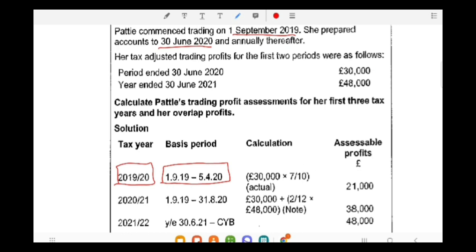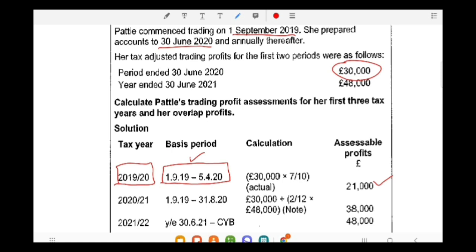As this is a profit of 10 months, and we have to consider here the profit for the period of 7 months. So if 30,000 is a profit for the 10 months period, what is the profit for the 7 month period? It would be 21,000. So this is about the first tax year.